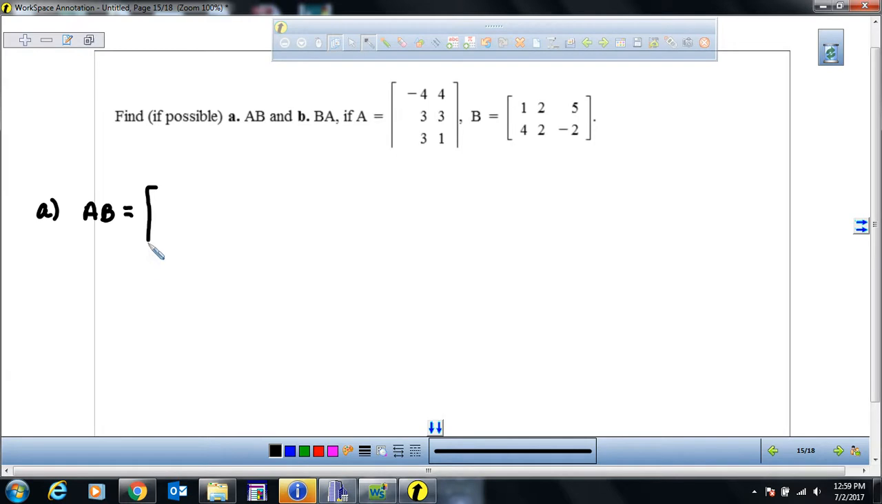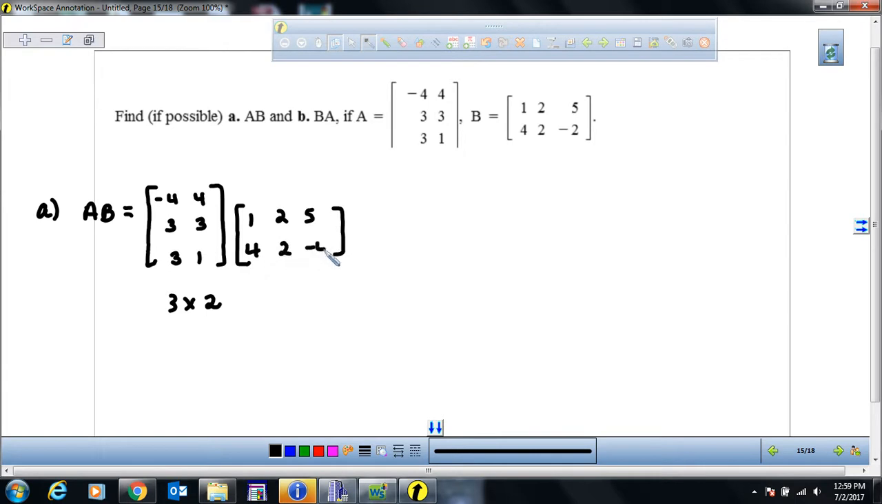Now if you look at A, right here, A is -4, 4, 3, 3, 3, 1. What can we say about the dimensions of A? This one is 3 rows by 2 columns. Now multiply times B, which is 1, 2, 5, and then we have 4, 2, and -2. Okay? So what can we say about B? That B has 2 rows by 3 columns.